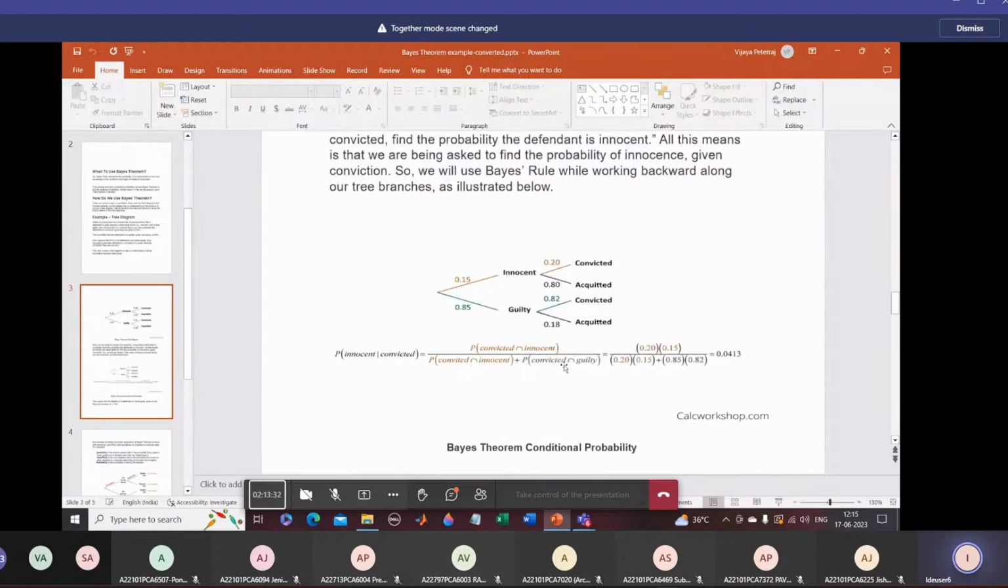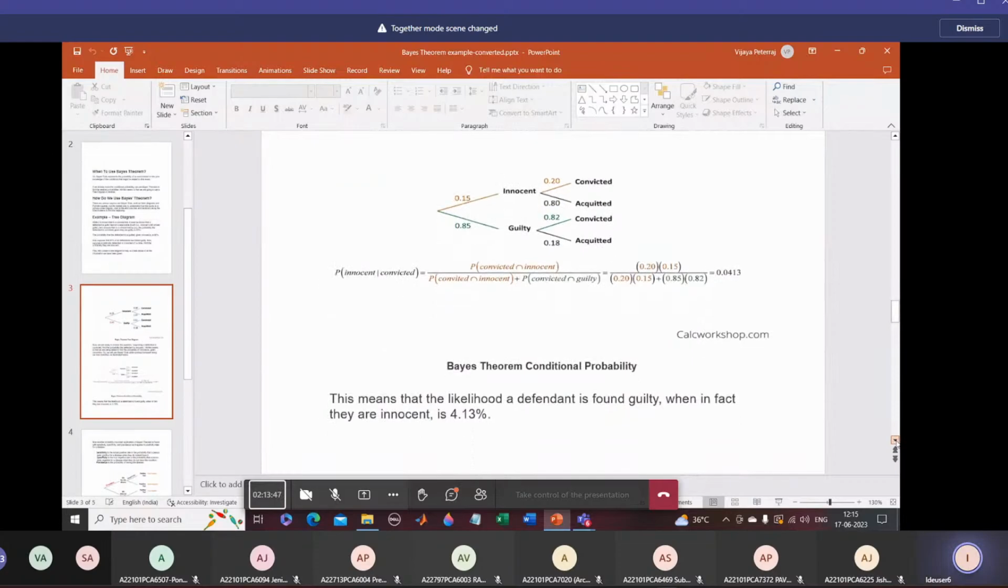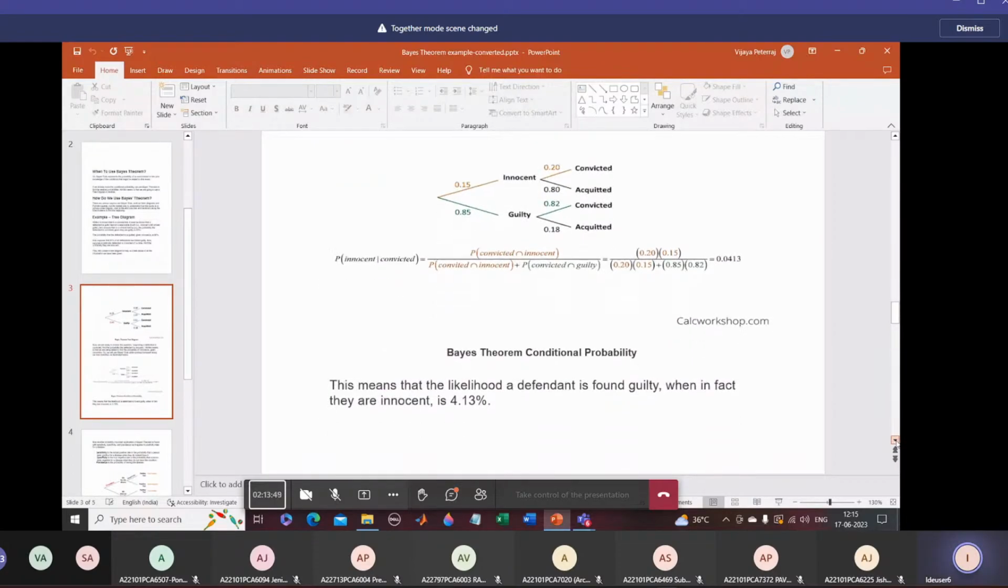In the numerator, what is asked? Convicted, innocent. That has to be taken at the top. So the answer is 0.04, that is 0.4%. Sorry, 4.13%. Okay.